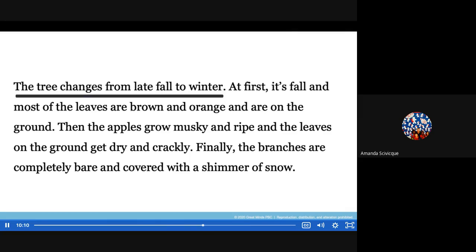When you write about change in a story, you must include evidence from the beginning, middle, and end of the story. As writers, we can use linking words that signal to the reader that we are including evidence from the beginning, middle, and end of the story. When we read the linking phrase at first, we know we are reading about the beginning of the book. Circle at first on your handout.